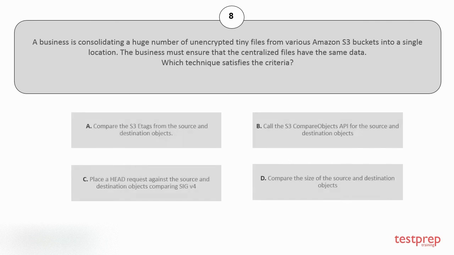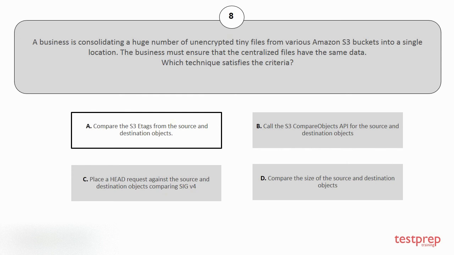Your options are: A. Compare the S3 tags from the source and destination objects. B. Call the S3 Compare Objects API for the source and destination objects. C. Place a head request against the source and destination objects comparing SIG v4. D. Compare the size of the source and destination objects. The correct answer is option A.